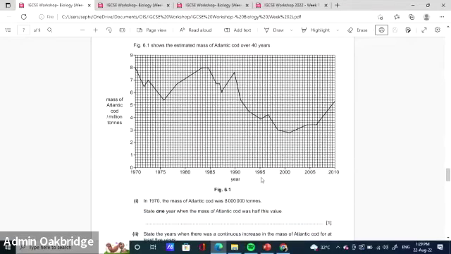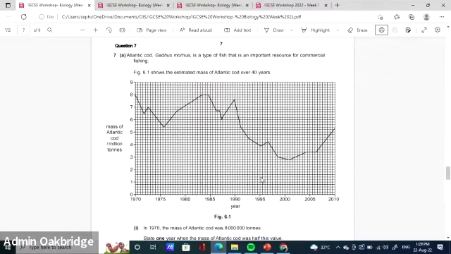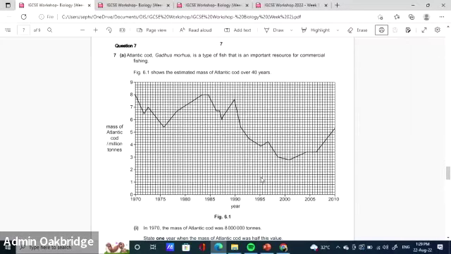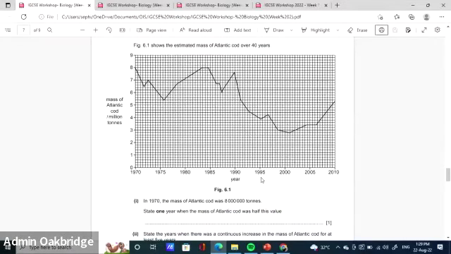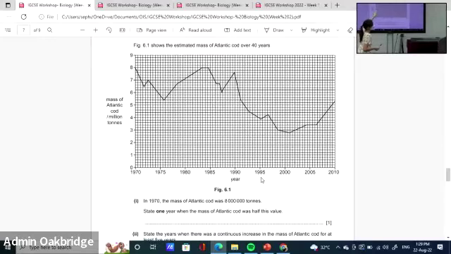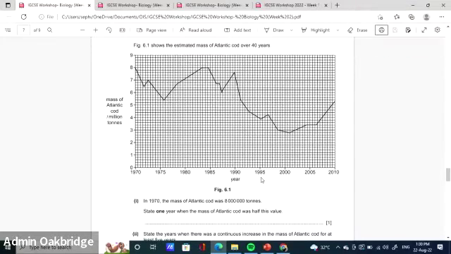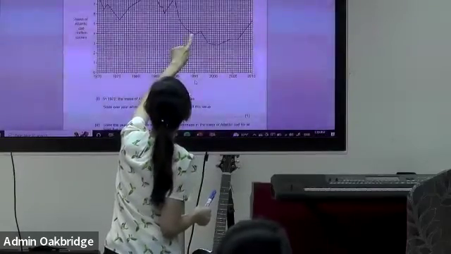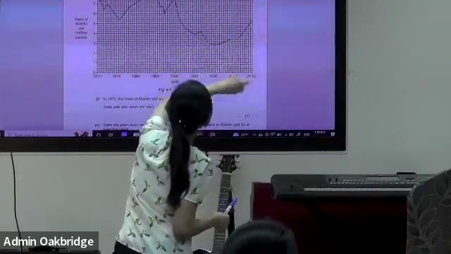"1970, the mass of Atlantic cod was 8 million tons." 1970, 8 million tons. Okay, correct. State 1 year when the mass of the cod was half the value of this 8 million. What do we do? See this? There are a few places that you can get it, like it hits 4 million. The few years. 1, 2, 3, 4. Okay, choose one of them only.